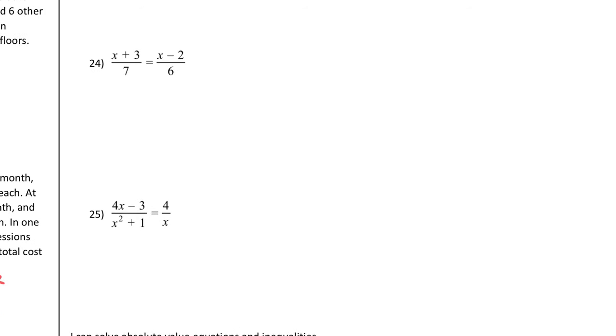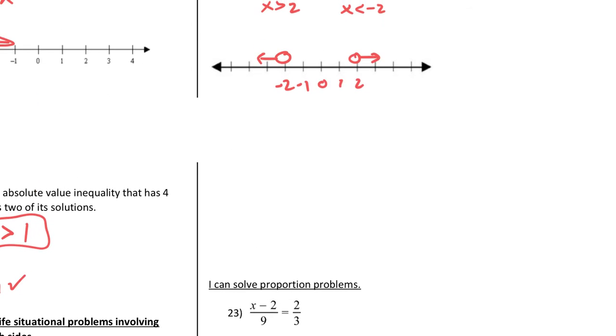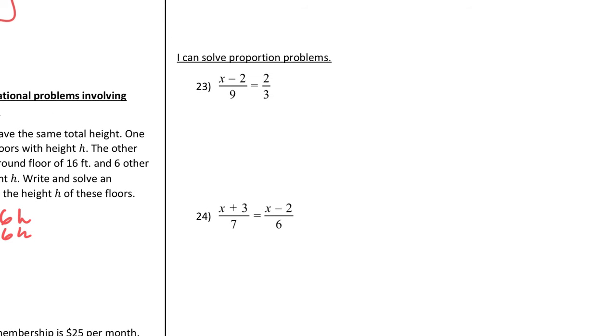Okay. Let's go to this, solving proportion problems. I guess you could multiply both sides by 9. I mean, that's fine. So if you multiply both sides by 9, this would just be x minus 2, because the 9's cancel. And 3 goes into 9 3 times. 3 times 2 is 6. So you add 2, and x is equal to 8.